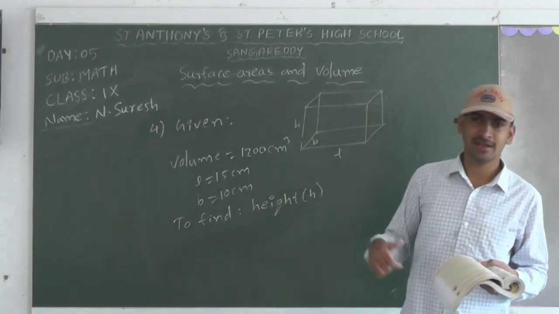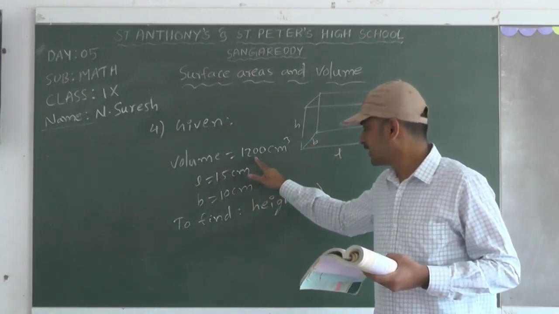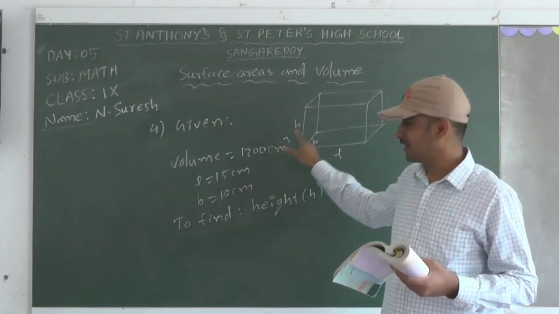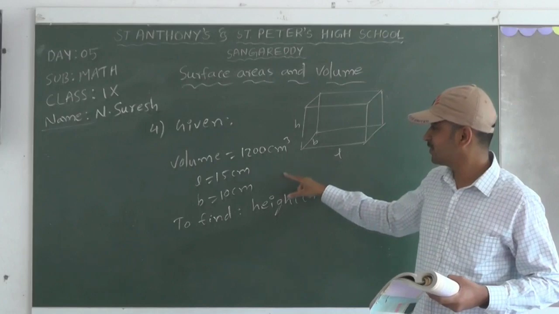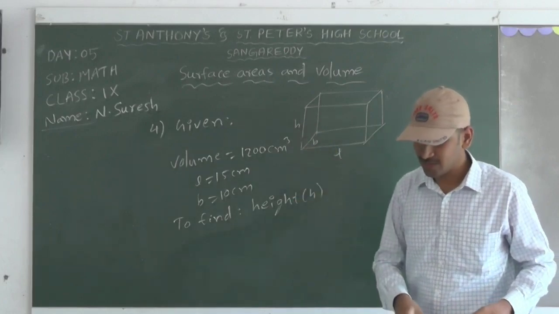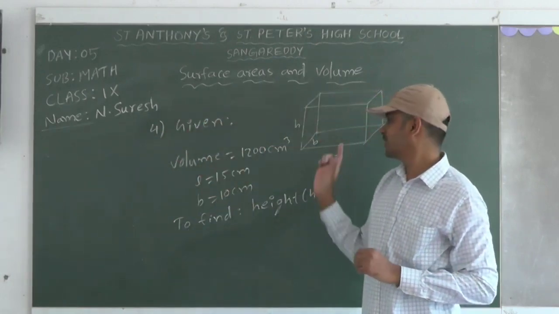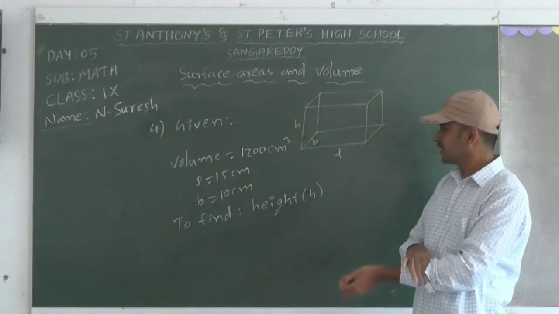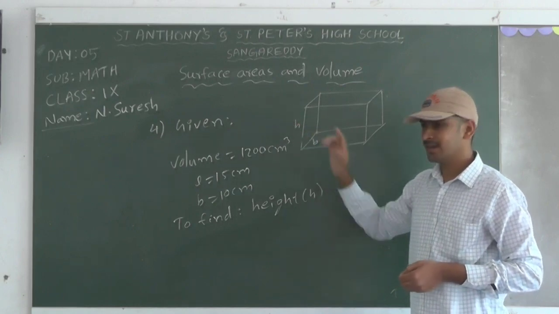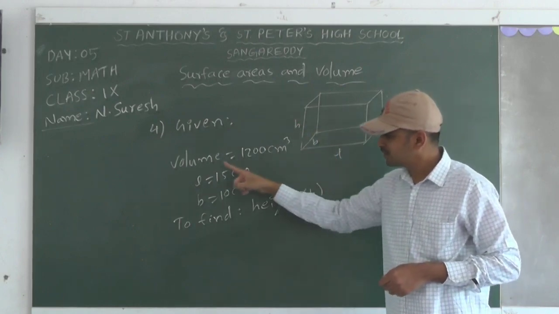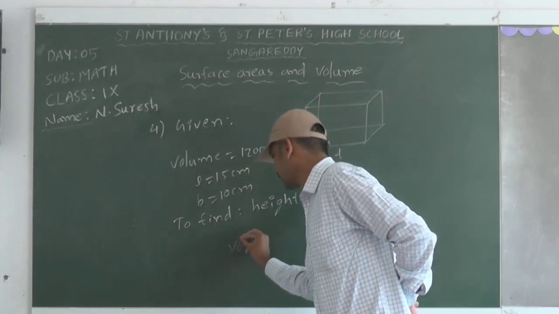So once again see the given data. The volume of the cuboid is given, that is 1200 centimeter cube. Next the length of the cuboid is given, 15 centimeters. B is 10 centimeters. H we don't know. So for the cuboid we have 3 parameters, that is length, breadth and height. In that we already know the 2 parameters L and B. Still we have to find H. For that one more value of the cuboid is given. You know the volume of the cuboid.